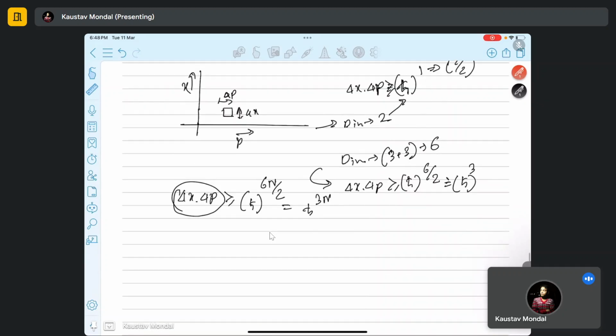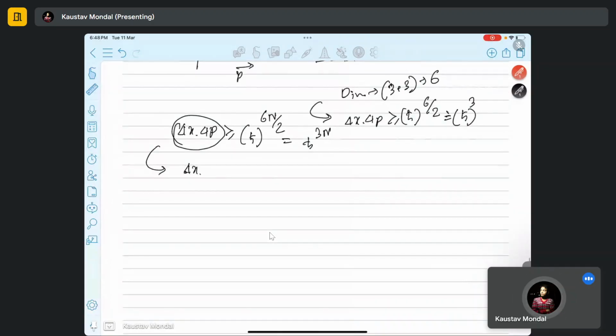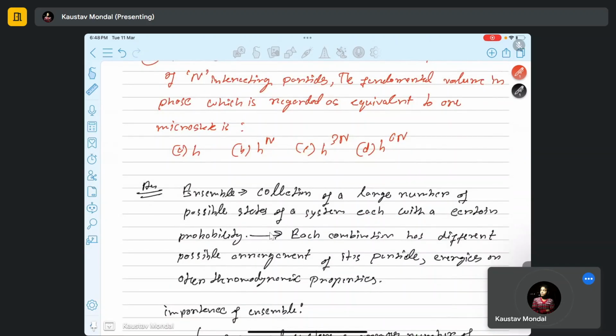Okay. So now, using all of these things for a 6n dimensional space, this Δx Δp would be ≥ ħ to the power 3n. So this would be the fundamental volume. Okay, so what should be the correct answer then? The correct answer would be ħ to the power 3n. So this is how the correct answer is calculated. Let me just discuss what is happening, one second.